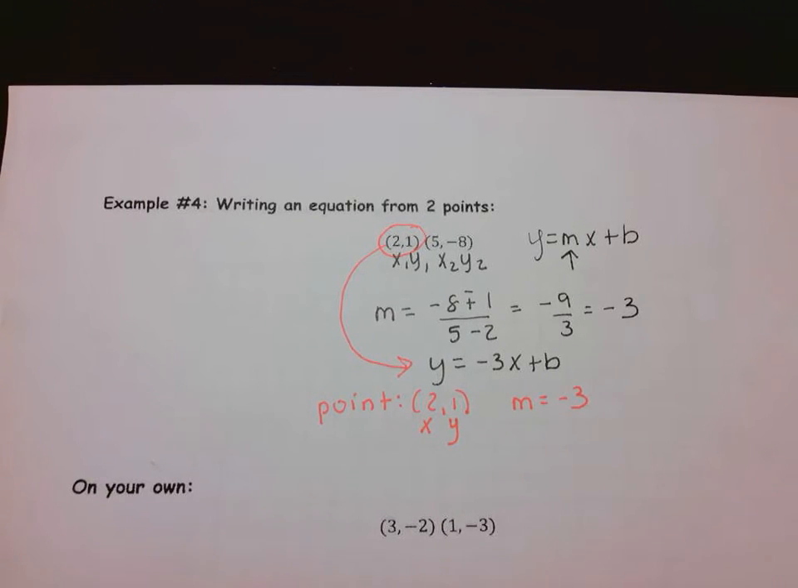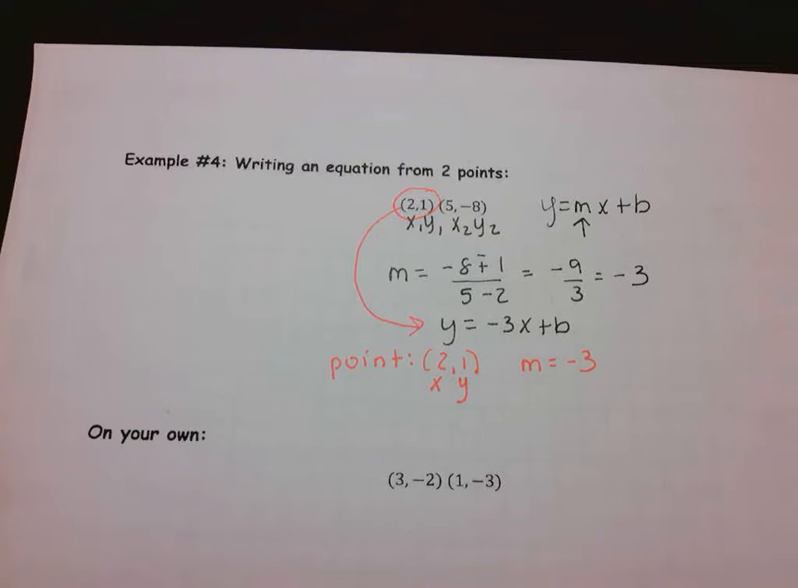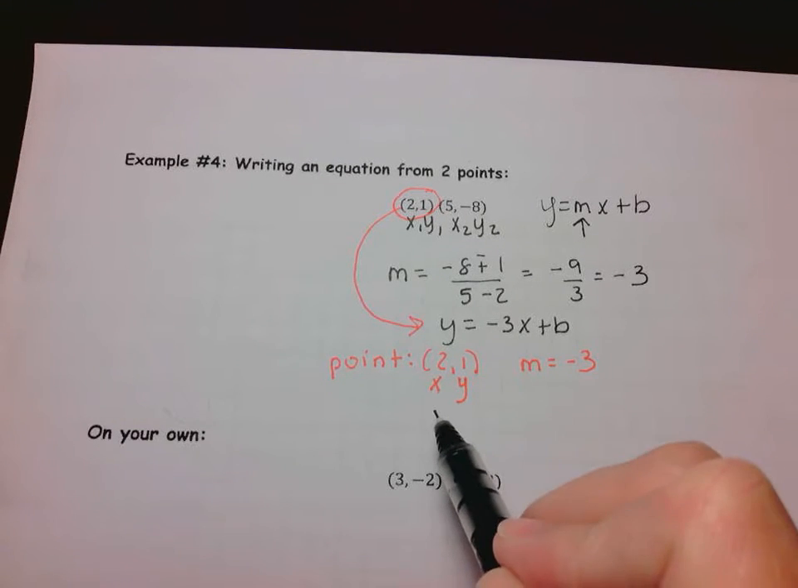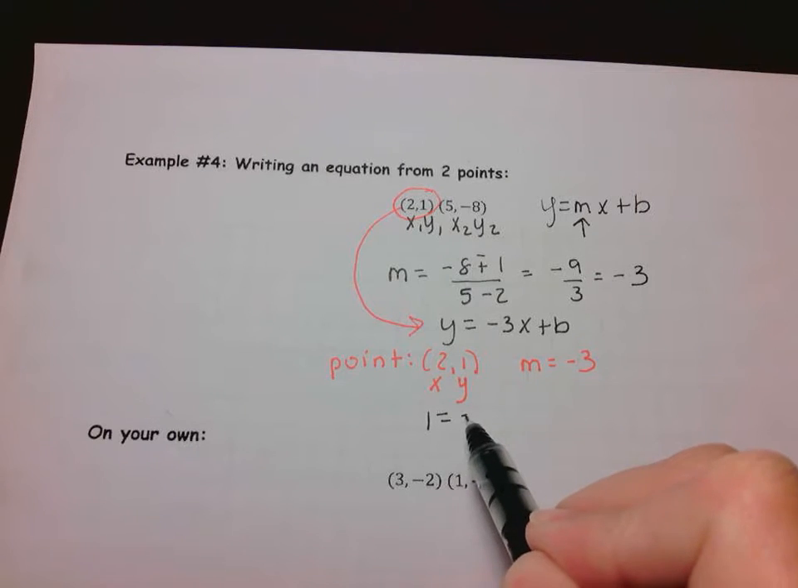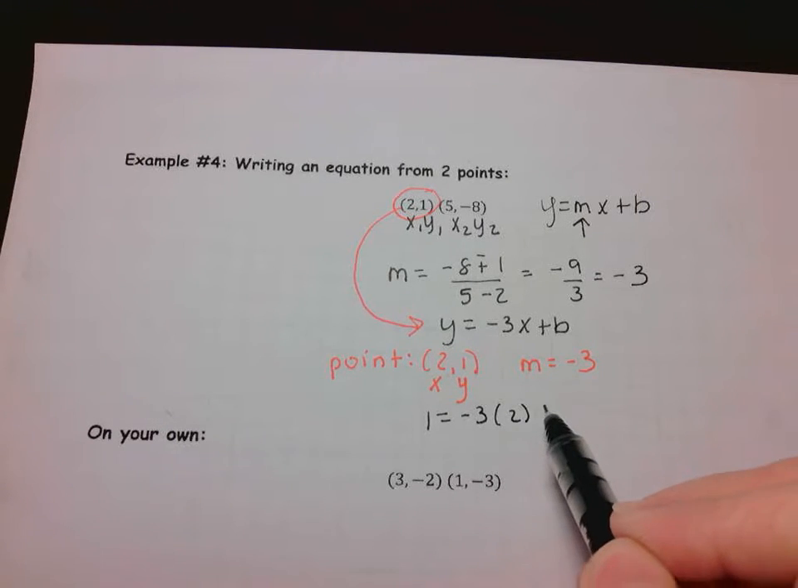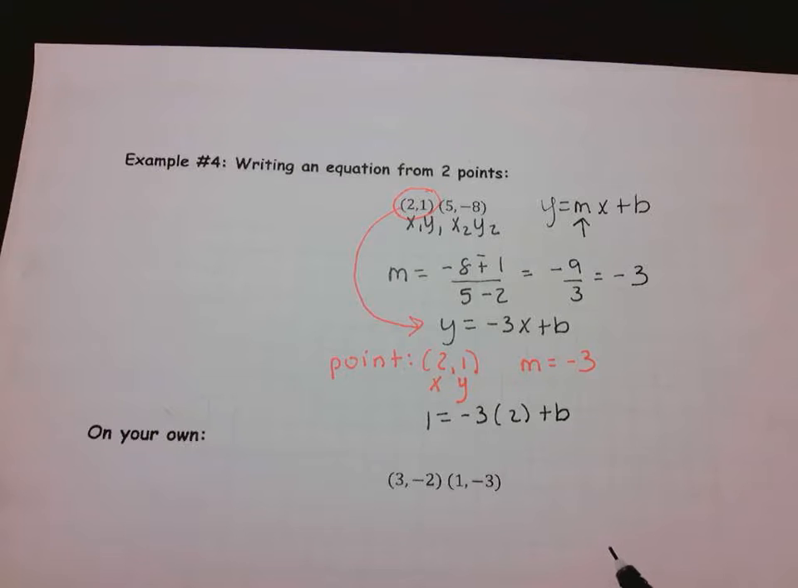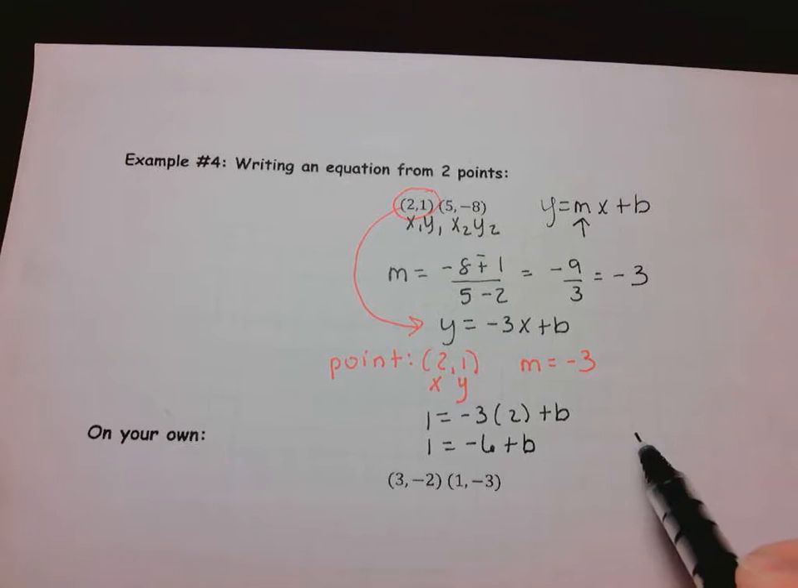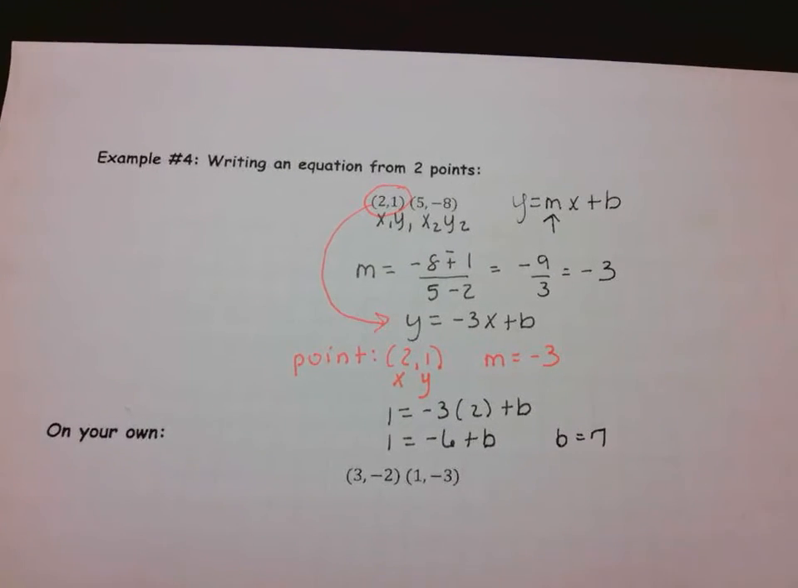And you can take either one of the points. I just took 2 and 1 because I thought it looked easier. I like 1s and 0s. I try to avoid negatives if possible. So now I'm going to plug it in. And I solve for b. And b is 7. So what's the equation of my line?